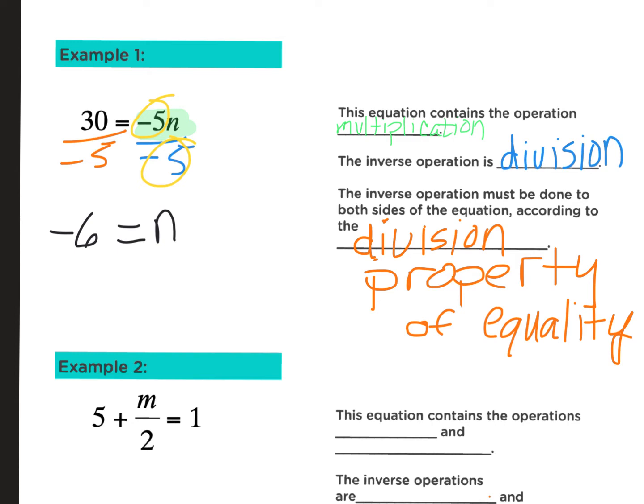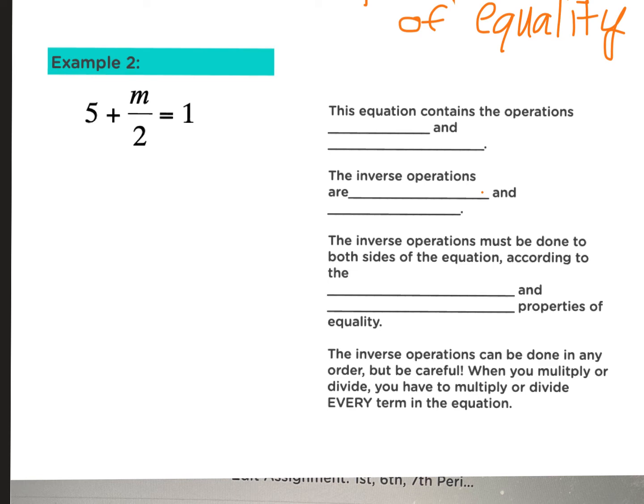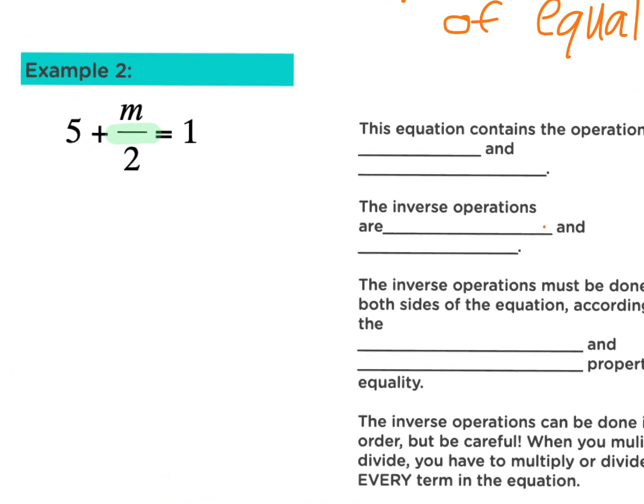Example 2. There's a misconception that a lot of kids have from middle school that I want to talk about with example number 2. So first of all, let's identify what operations are in that equation. That fraction bar means what? Division, exactly. So this equation contains division, and we are adding a 5, right? So we've got division and addition.